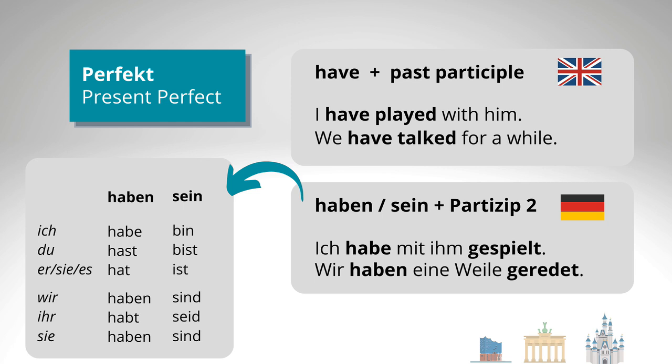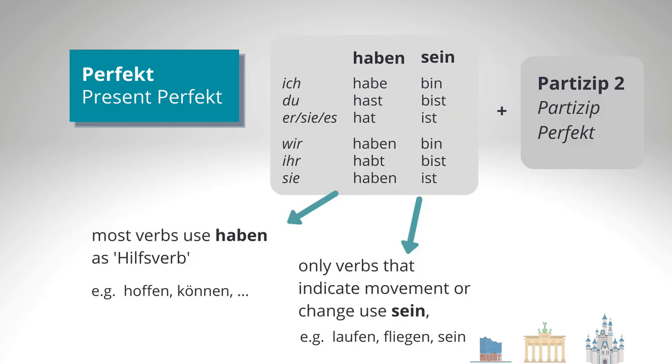But when do we use which of the two? Most of the time we use haben as our Hilfsverb, to have. For example, hoffen, können, and so on all use haben as their Hilfsverb. Sein, on the other hand, is only used with verbs that indicate movement or change. For example, laufen, fliegen, or sein. So to walk, to fly, and to be, for example. Everything else, so all of the other verbs, use haben. So if in doubt, use haben.